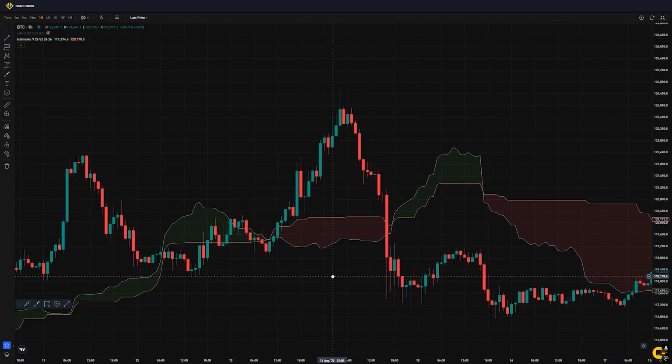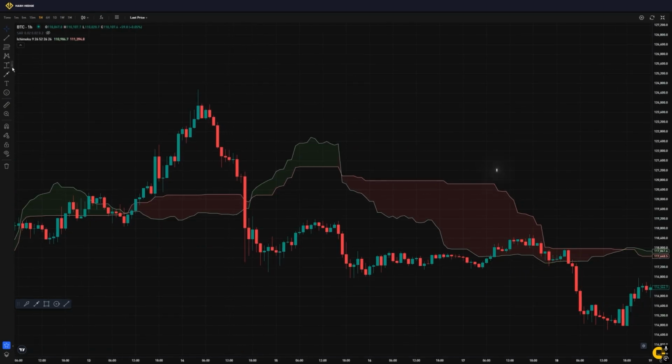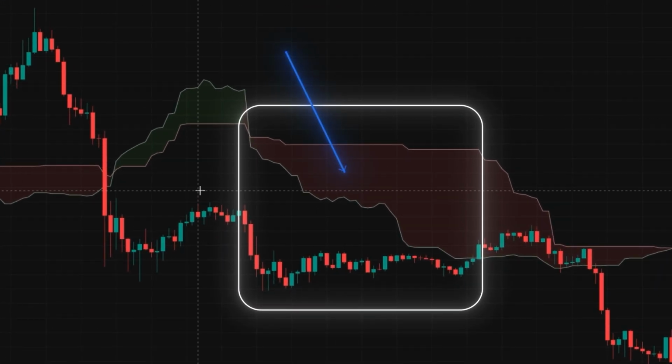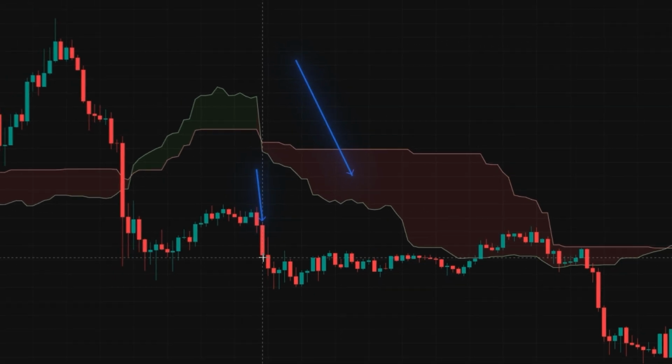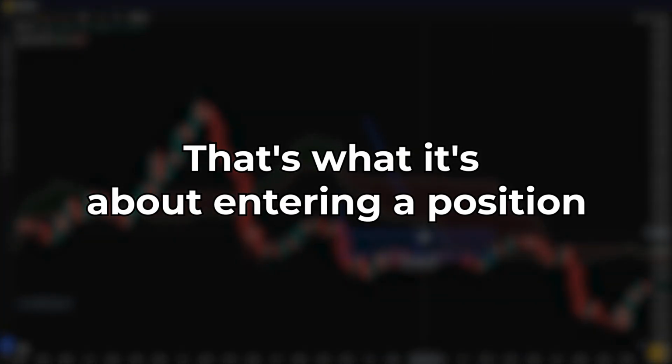Exactly the same is the case with the downward movement. We can see that we have a red cloud and we have candles under this cloud, so we are on trend. In this regard, a downside position is opening right here. That's what it's about, entering a position.